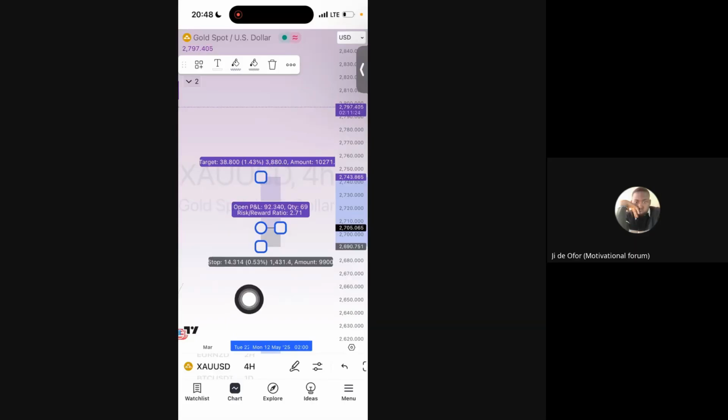Now, all these explanations are for you to understand the digits you see here. This quantity, open PNL, whatever, you will not need it, to be honest. You will not need the information. And this risk to reward here is the difference between this amount and this amount. This is 2.7 times whatever you see on this upper part, obviously.